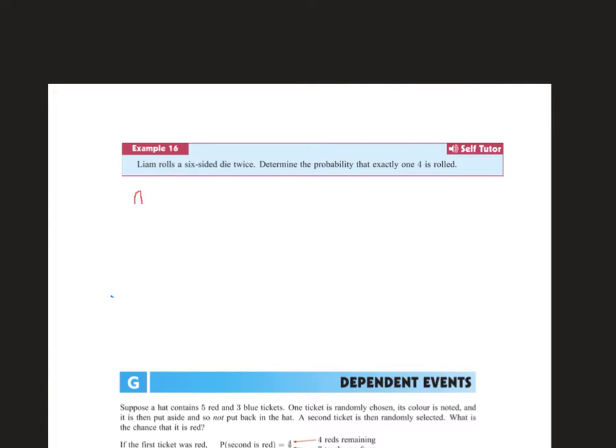So let's say that the event A, sorry, I cannot speak today, represents that a 4 is rolled on the first roll. So 4 rolled first time. And let's say we have event B, where a 4 is rolled the second time. 2 events. So either we roll a 4 the first time, or we don't, right? That's represented by that complement.